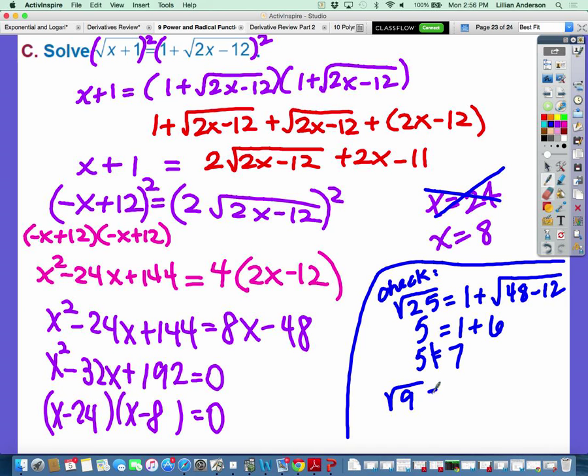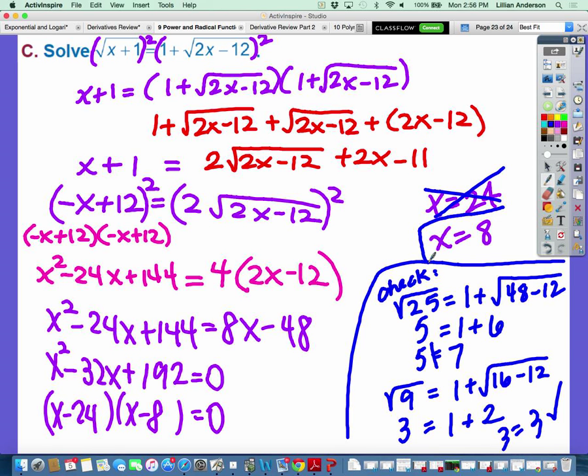Let's check 8. 8 times 2 is 16. What's the square root of 9? 3. And what is 16 minus 12? 4. The square root of 4 is 2. So we have 3 equals 3. And that one does work. So I only have one solution here, and that is 8.